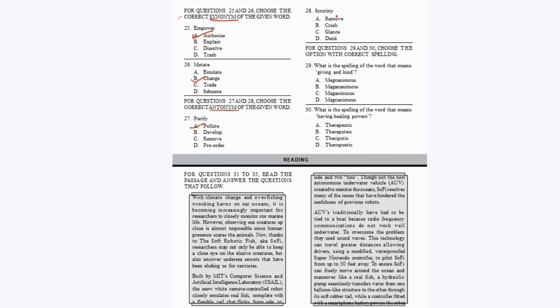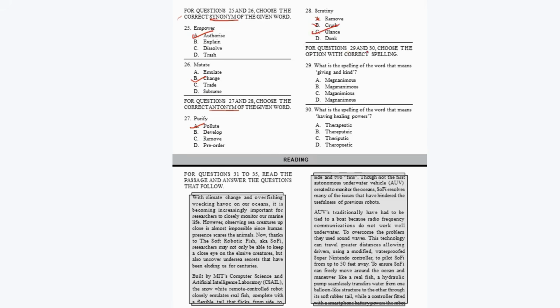Next, scrutiny. Scrutiny means careful observation or examination. Okay, so now it can be remove, crush, glance. Okay, so here it is careful observation, and option C is the opposite, which is a glance.